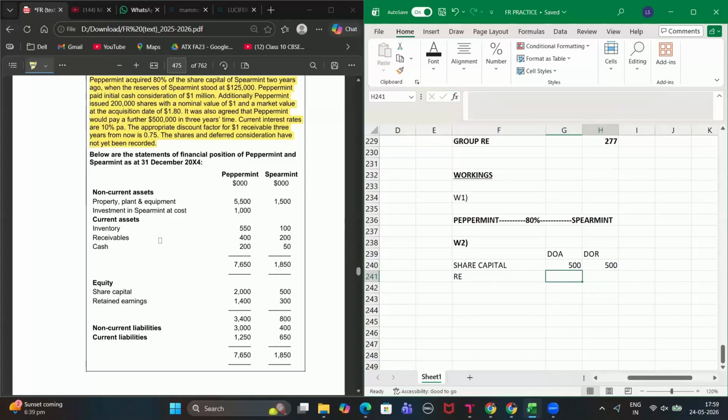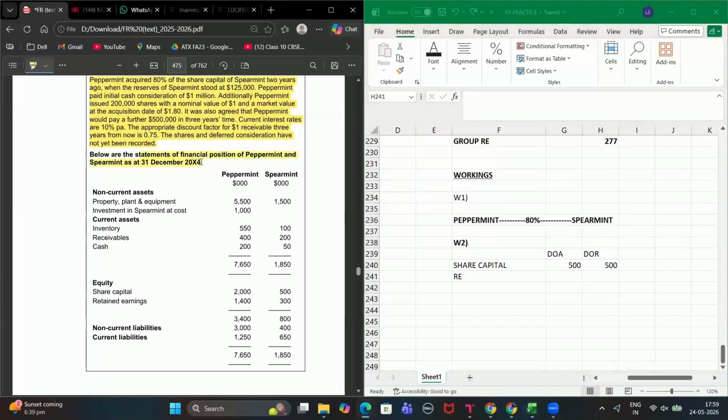Is it the date of reporting or the date of acquisition? Where will we show it? These values are based on the date of acquisition or the date of reporting? It is the date of reporting. What is the value of retained earnings? It is 300, right? What about acquisition?